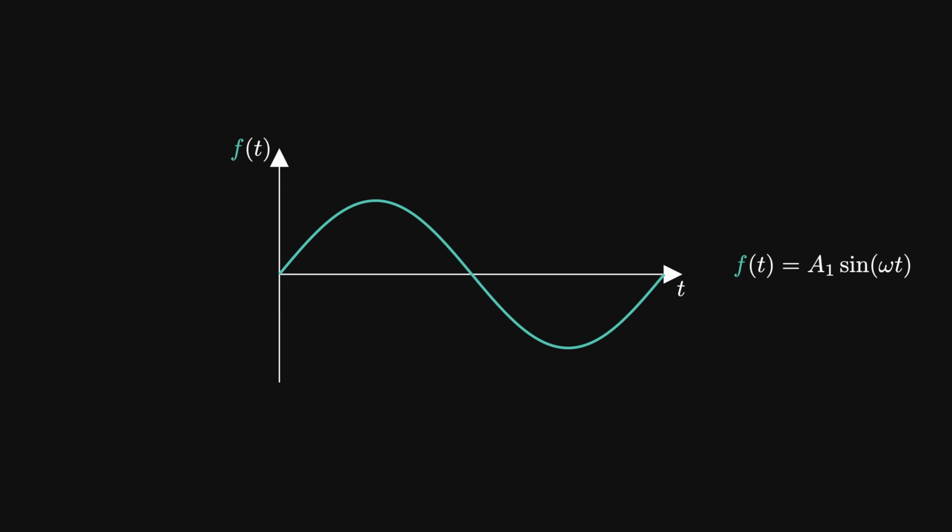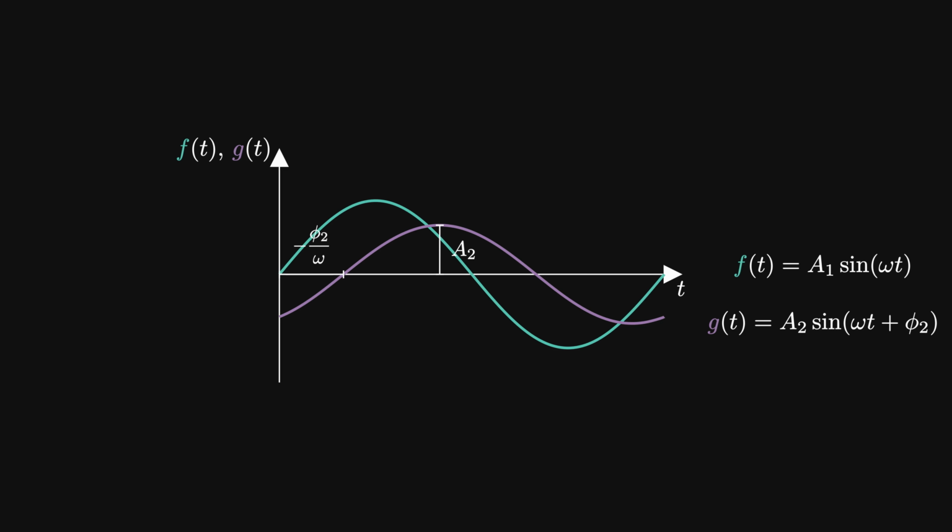So let's suppose we have another wave. This wave is oscillating at the same frequency omega, but it has a different amplitude, which we'll label A2, and it's slightly out of step compared to the first wave, so it has a phase shift, which we'll label phi2. Our goal is to somehow simplify each of these waves into something more intuitive to visualize and work with.